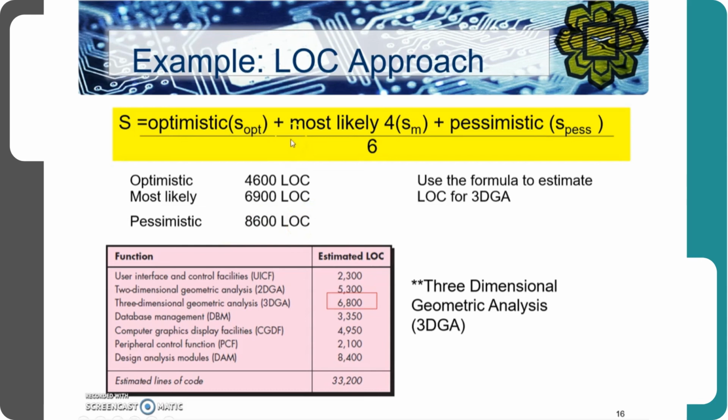So we put it in the formula. The optimistic is 4600, plus 4 multiplied by the most likely 6900, plus the pessimistic 8600 lines of code, and we divide by 6. Okay, so we get 6800 lines of code. So that is the estimate for lines of code for the function.